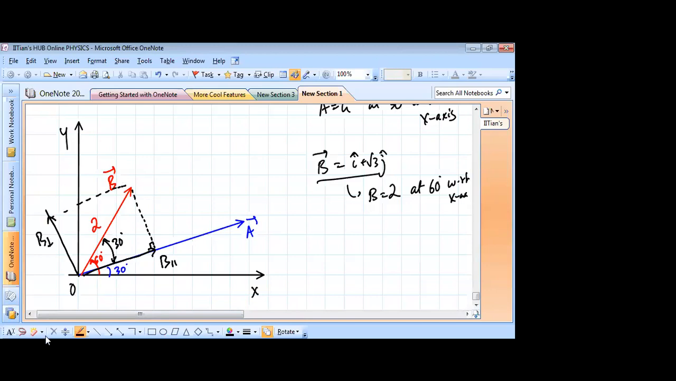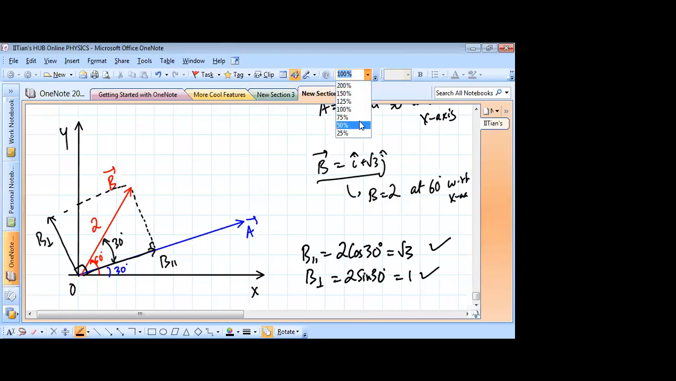Okay. So you can see now that in my diagram, B parallel should come out to be 2 cos 30. So it should come out to be root 3, which we have got, and B perpendicular should come out to be 2 sin 30, which is 1, which is what we got. So what it is giving us by the dot product method is very accurate.